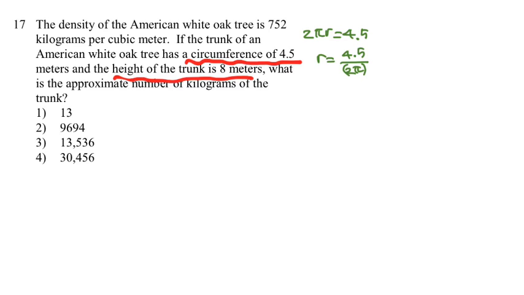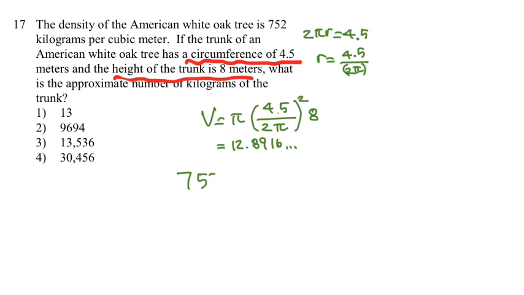Since we now know the radius, we should be able to find the volume. Volume must be then equal to pi r, which we just found out, squared, times height. Then we get that value to be around 12.89. Okay. After that, what we need to do is we need to multiply that by density, which is 752 kilograms per cubic meters. So once you multiply them, then you get 9694, which is choice 2.